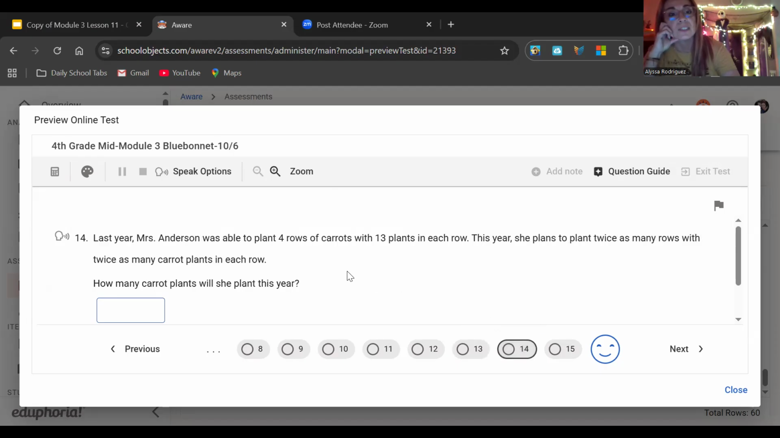Okay, we're almost done. Last year, Mrs. Anderson was able to plant 4 rows of carrots with 13 plants in each row. This year, she plans to plant twice as many rows with twice as many carrots planted in each row. How many carrot plants will she plant this year?